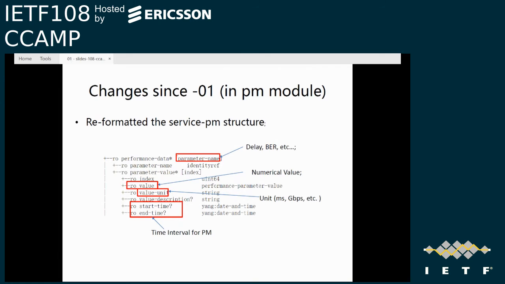As we combined the Ethernet and the transparent client signal, we also reformatted the PM structure here. We are using the parameter name as a key to represent the performance data. It includes identities like delay, BER, and all the parameters. We have the value leaf to express the numerical value, and a value unit to give the corresponding units of the value. And the start time and end time allow people to understand the time interval of the performance monitored. Okay, next, please.